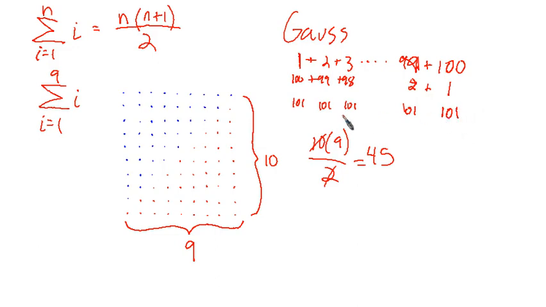And of course, there's 1, 2, 3, 4, 5, 6, 7, up to 99, 100 of those 101s. So in a similar fashion, not in picture, but in number, we have 100 of those 101s. Of course, we've counted twice as many as we need, and we divide by 2. So that's the legend of the story of Gauss.